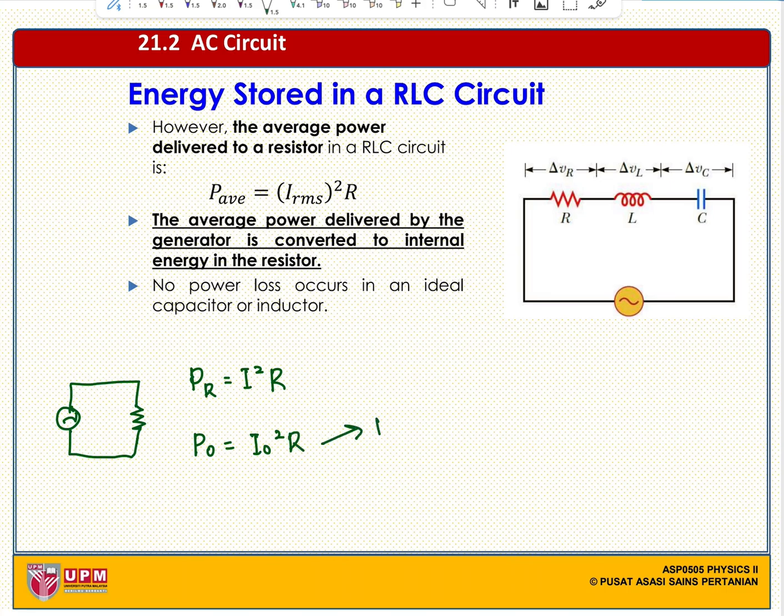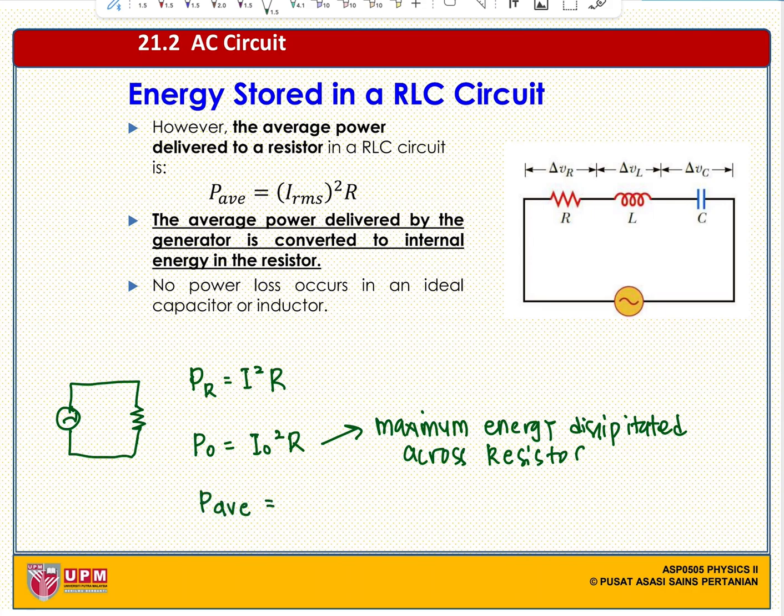This is maximum energy dissipated ataupun energy loss dissipated across resistor. Okay, memandangkan awak punya resistor tu, dia akan panas juga walaupun guna AC circuit, dia akan ada P average. So your P average here, seperti yang kita tengok dalam part 2, your P average for resistor is I RMS square darab dengan R.